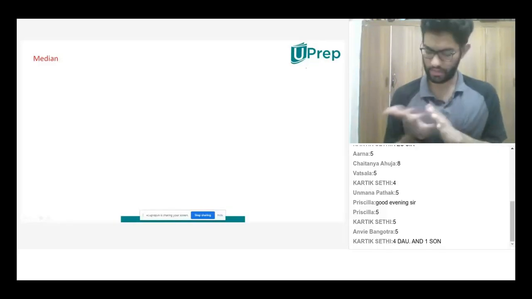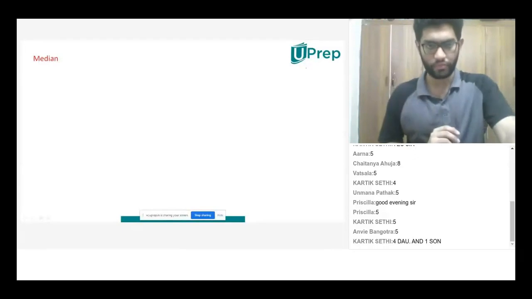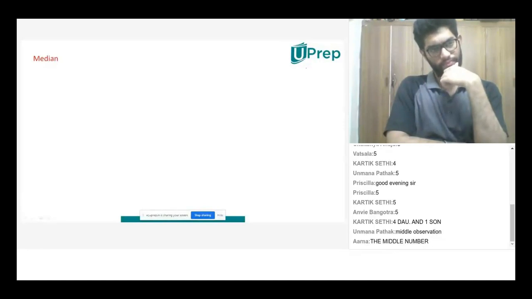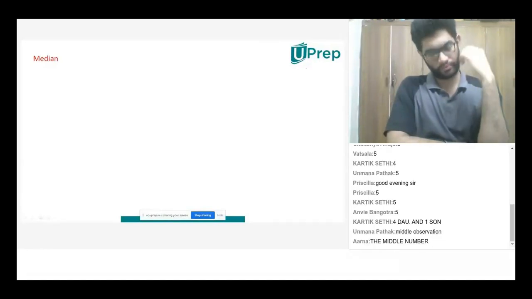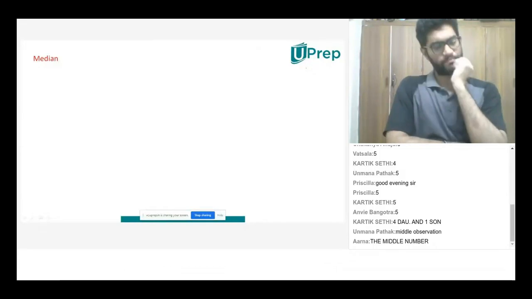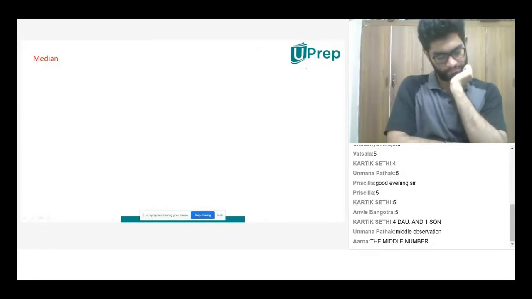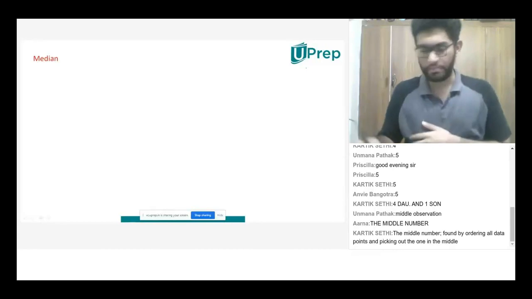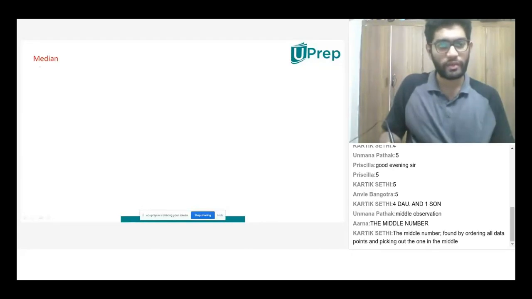Median means if you have a group of data, we should put them in ascending or descending order, and then we should know the number of observations, and what is in the middle is the median. Okay, it is very simple, guys. Median, as the name says, MED, it stands for middlemost.